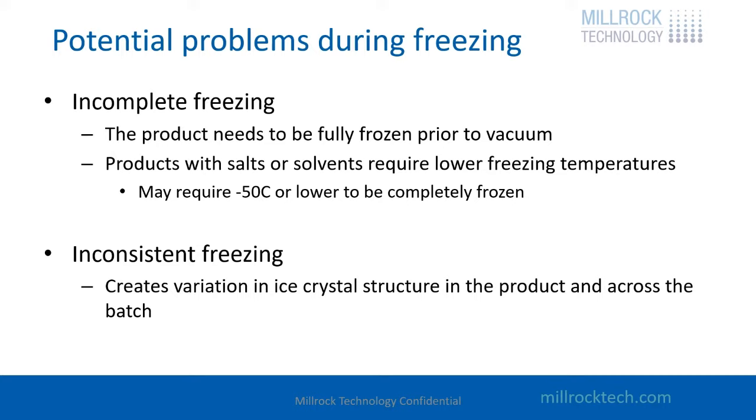Inconsistent freezing is another problem. Inconsistent freezing can create variations in ice crystal structure in the product and across the batch, which results in variation to the process. So when I say inconsistent freezing, what does that mean? That means that sometimes it's frozen at 1 degree C per minute, sometimes it's frozen at 5 degrees C per minute, sometimes it's frozen to -15 instead of -30. That's going to lead to process variation.